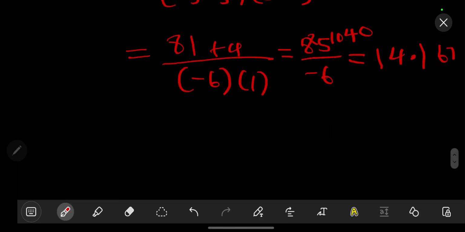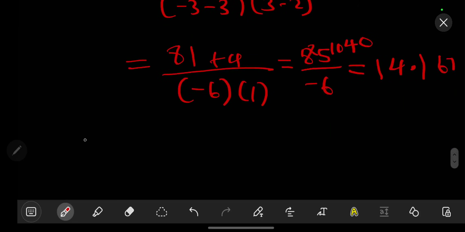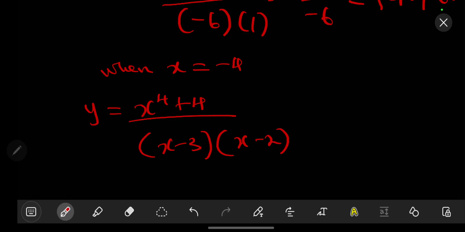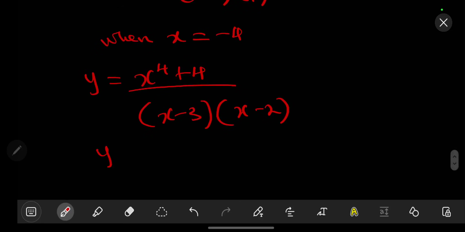So let's also take the behavior of the graph as you go to the left of the graph. So when our x is equal to -4 for the equation, taking our y should be equal to, where there is x, we put -4 to the power of 4 plus 4 like that.